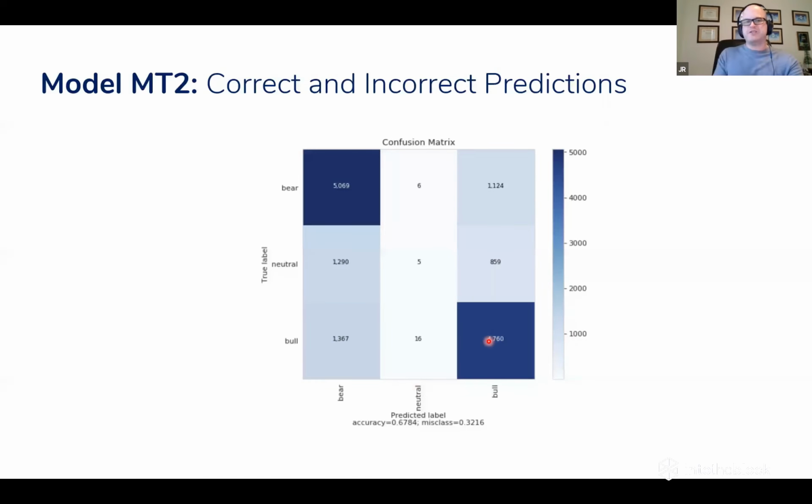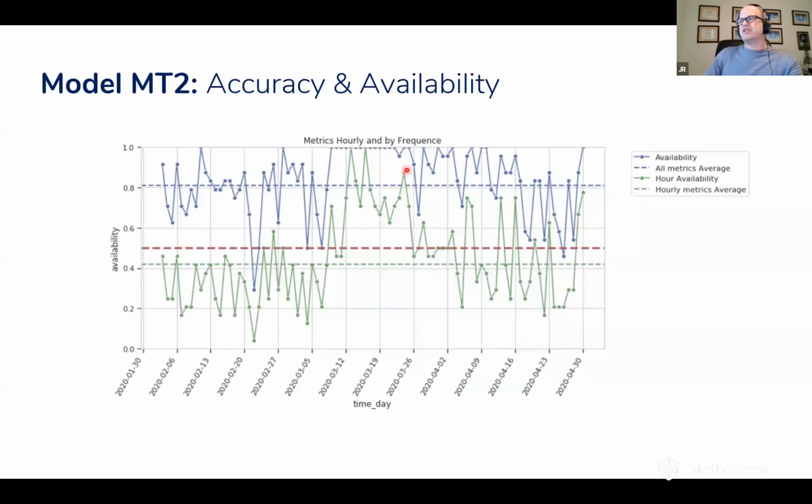Those models are very similar. They use different features, but the deep neural network underneath is the same type of architecture. And you can see here the availability and the frequency compared to the previous one. You can see that this one is obviously way higher.